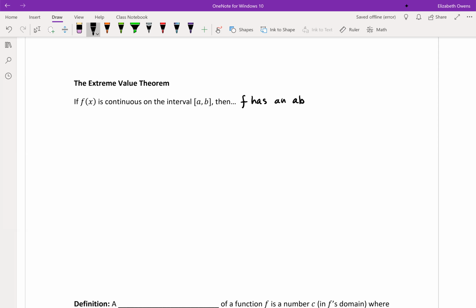an absolute maximum value and an absolute minimum value. So absolute minimum value in that interval.